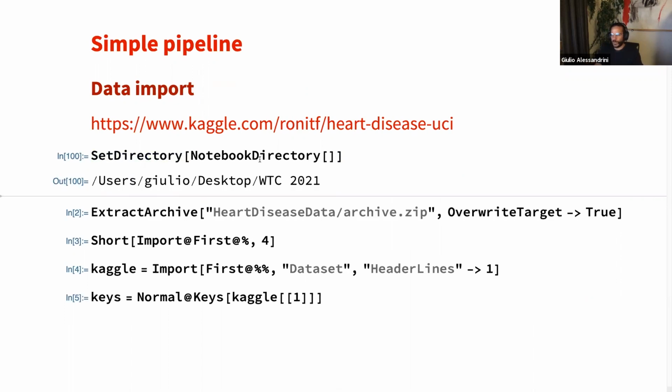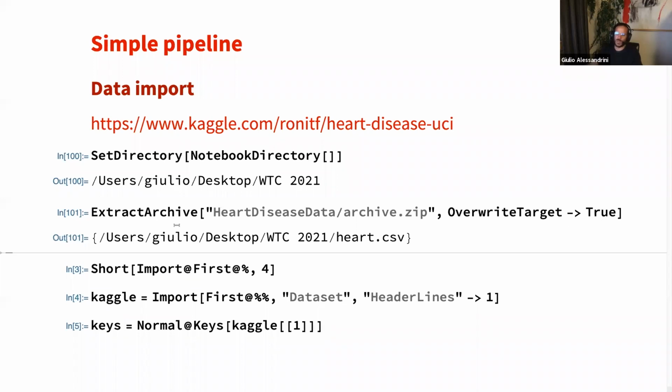So, okay, I have this stuff in my WTC folder. From Kaggle, you can download a zip file. So you can extract the content of the zip directly from the Wolfram language with ExtractArchive.